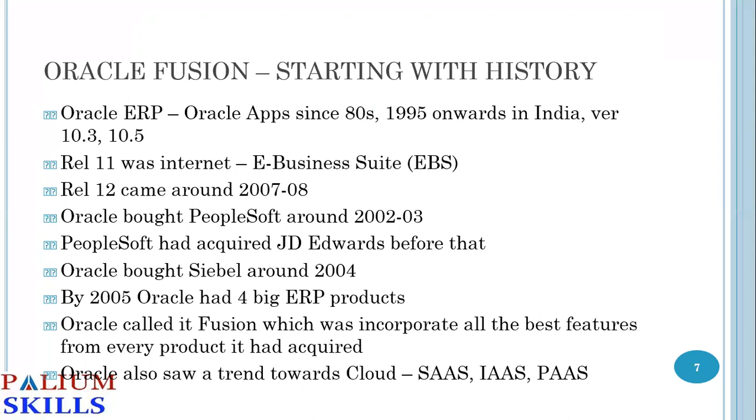And Oracle bought Siebel around 2004. So by 2005, Oracle had four big ERP products in the market. And Oracle merged all of them and called it Fusion. And Fusion is available in two flavors. One is the on-prem, another is the SaaS.